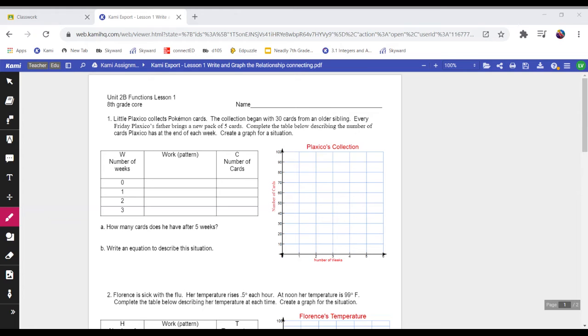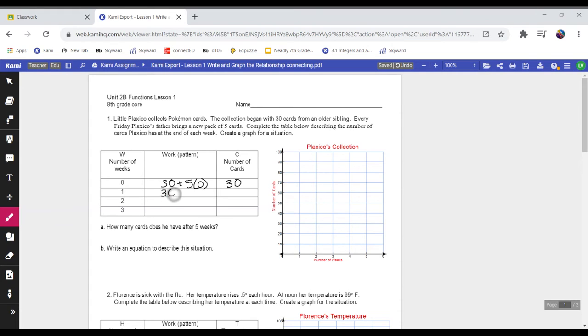Create a graph for the situation. So here we have the graph. W represents the number of weeks. We're going to make a work pattern, and C is going to represent the number of cards. So at the end of 0 weeks, at the beginning, Plexico has 30 cards. So that's 30 because we're adding 5 times 0.